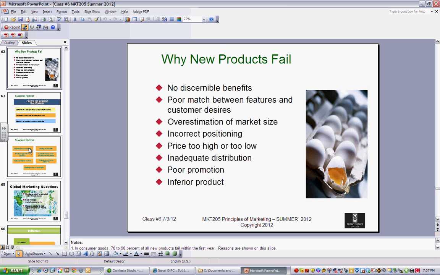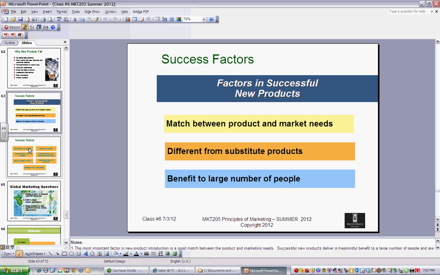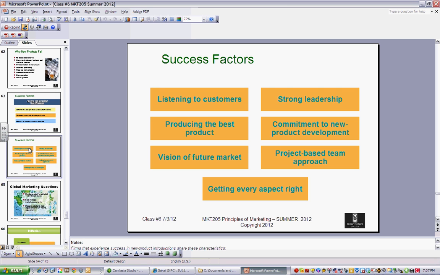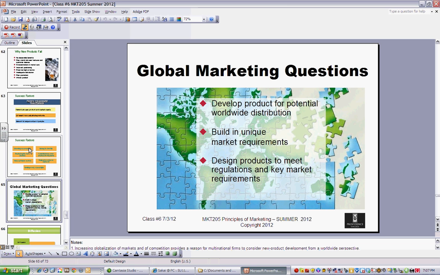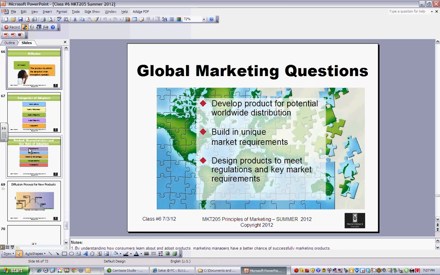Why do new products fail? I put up a forum question on this. There are plenty of reasons, but there's typically one that's more significant, and hopefully we'll have a good discussion online about that. We talked about success factors, not too much. Listening to customers always helps. We talked a little bit about global issues.